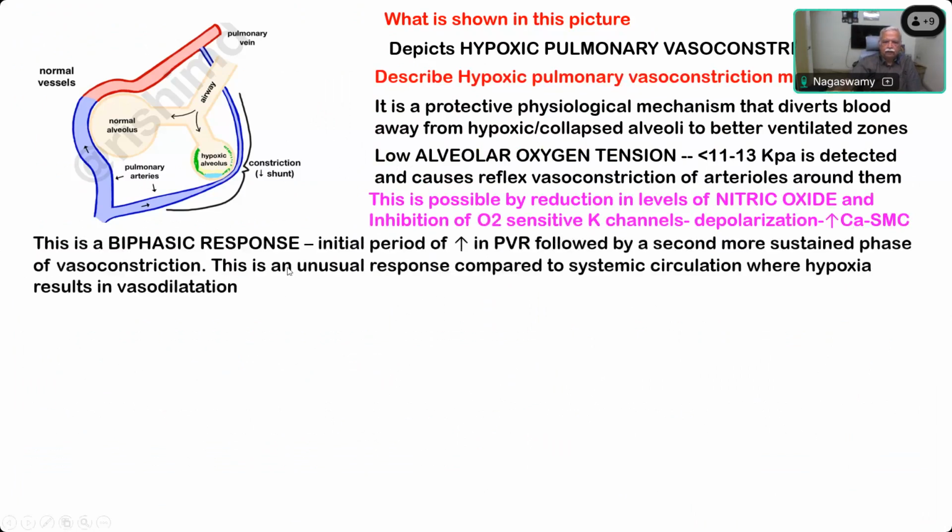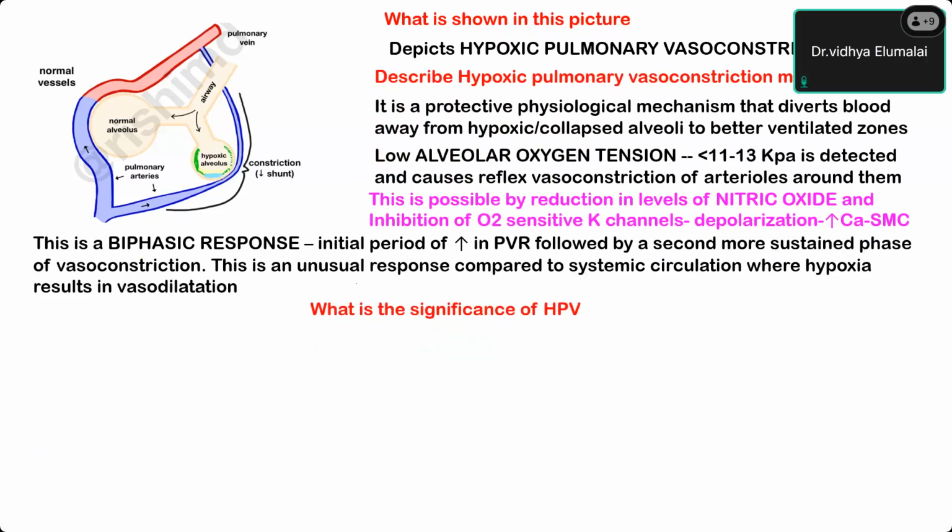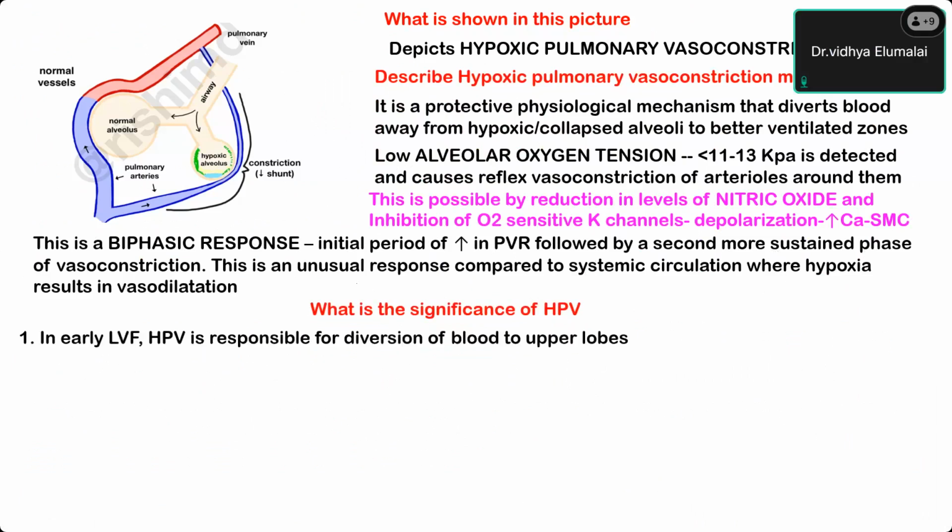This is a biphasic response: an initial period of increase in pulmonary vascular resistance, followed by a more sustained phase of vasoconstriction. This is an unusual response compared to systemic circulation, where hypoxia will result in vasodilation. All these points are there. What is the significance of this hypoxic pulmonary vasoconstriction? It decreases the shunting and improves oxygenation.